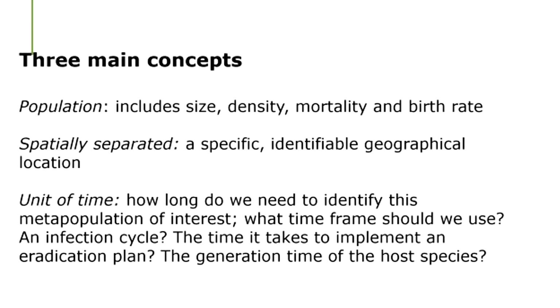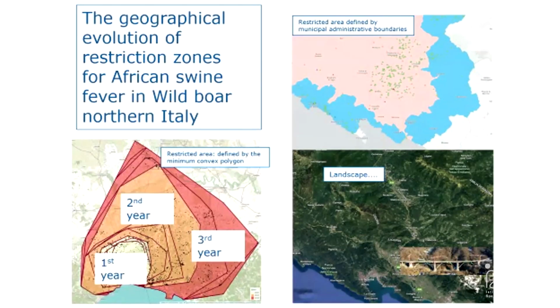How long do we need to identify this metapopulation? 1 day, 1 year, 5 years, and this will change the size of the metapopulation. And this is an example of geographical evolution, for example, of African swine fever in Italy. And we have three different approaches. The one based on the minimum convex polygon, you see the increasing of the area. This is based on municipality, that probably is the most strong in absolute. And the one on landscape. Here you see, probably you don't see anything, but I'm sorry, we should be in the dark.